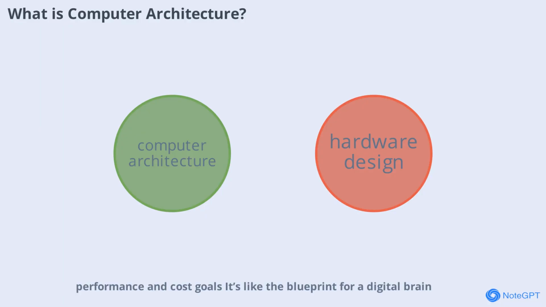It's like the blueprint for a digital brain, guiding how computers process information, store data, and communicate with the outside world. In this video, we'll break down the key concepts, explore the main components, and see how everything fits together to make modern computing possible. Let's start by understanding what computer architecture really means and why it's so important in our technology-driven lives.